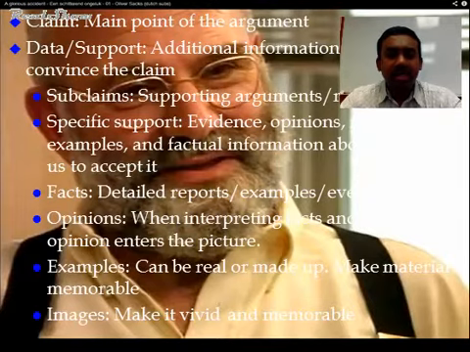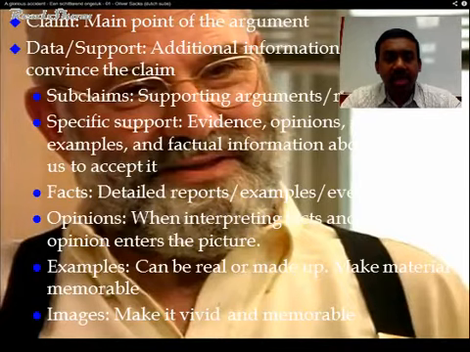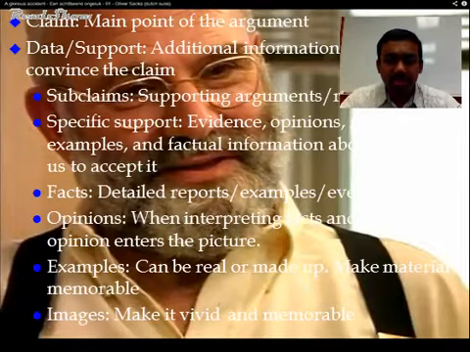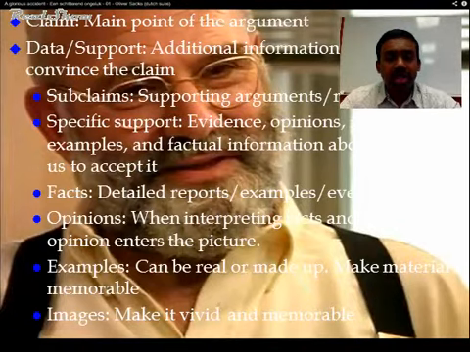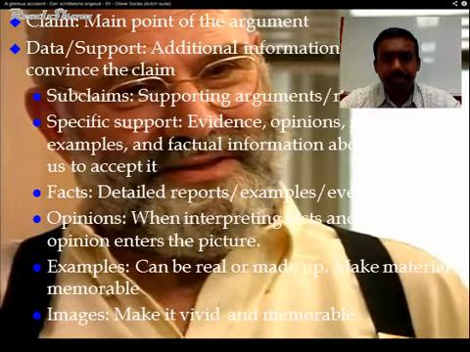Claim is the main point of the argument, and then the data or the support. Data or the support is the additional information that you bring into your paper to convince your readers about the claim. You may come up with more subclaims, or you may come up with specific support, examples, facts, opinions, and images. All that as your data to support your claim.